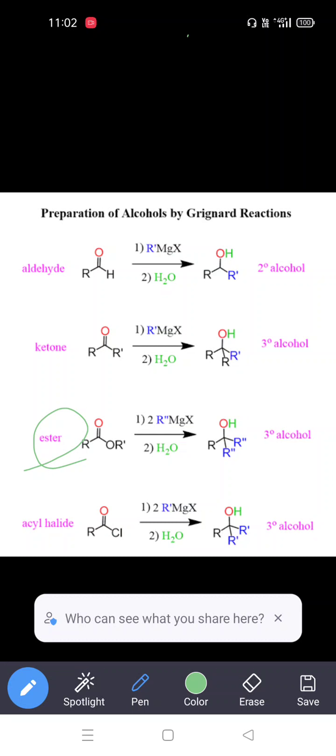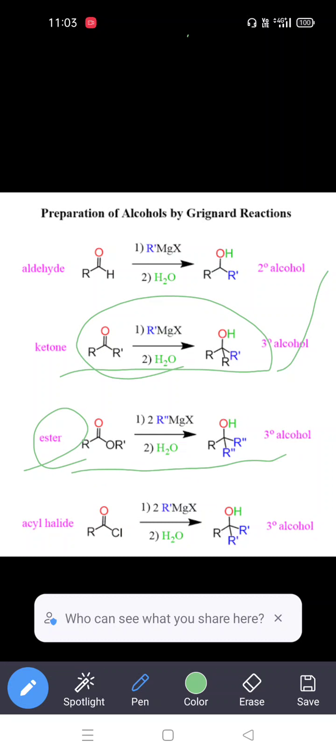First of all, the ester will be converted into the carbonyl compound. After that, the carbonyl compound again reacts with the RMgX to produce the alcohols. So that means the ester always gives only ketone in the first step. So that's why the ketone again we are reacting with RMgX. What is the product? Tertiary alcohol is the product. So this is also one of the important preparations, from ester to tertiary alcohol.